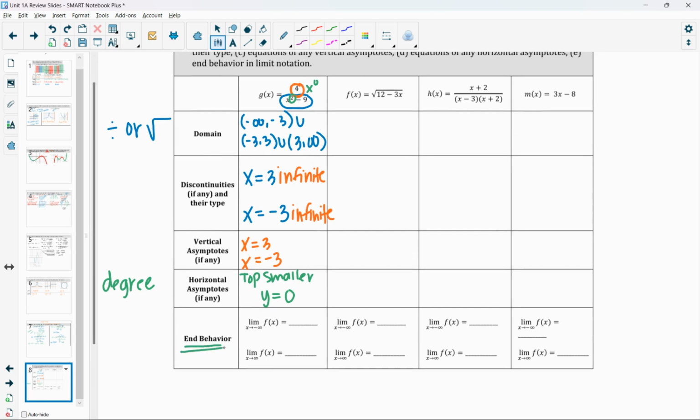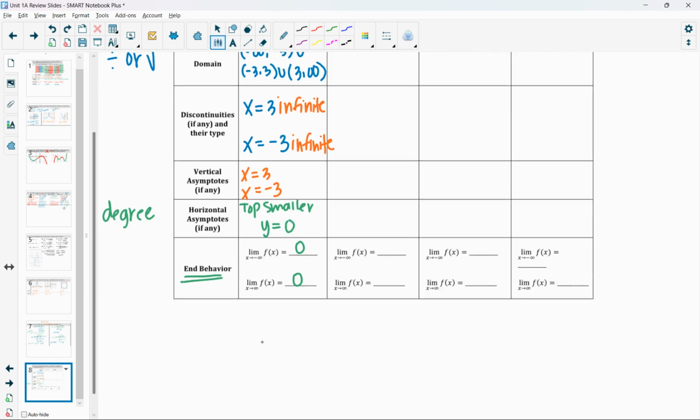And that means that our end behavior is going to go towards the asymptote at both ends. So as x approaches -infinity, it's at 0, and as x approaches infinity, it's at 0. And you can certainly graph this. I don't know exactly what it's going to look like, but it has a vertical asymptote at 3 and -3. So it's going to look something like this.